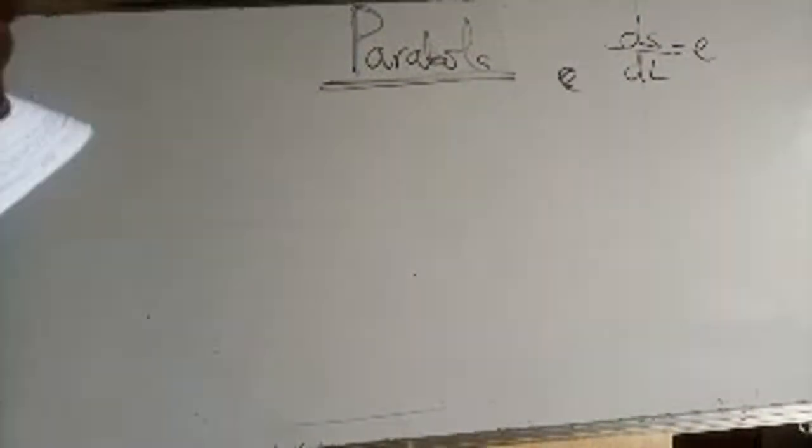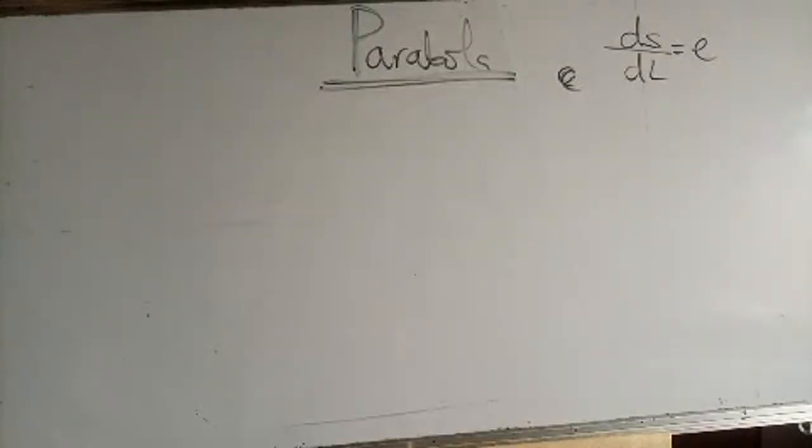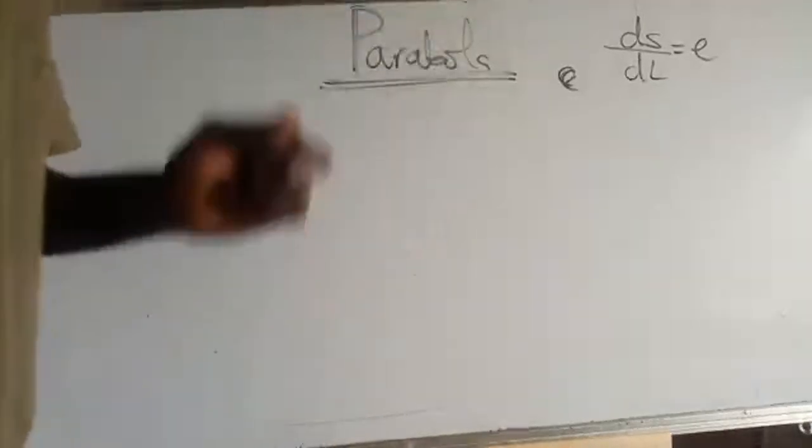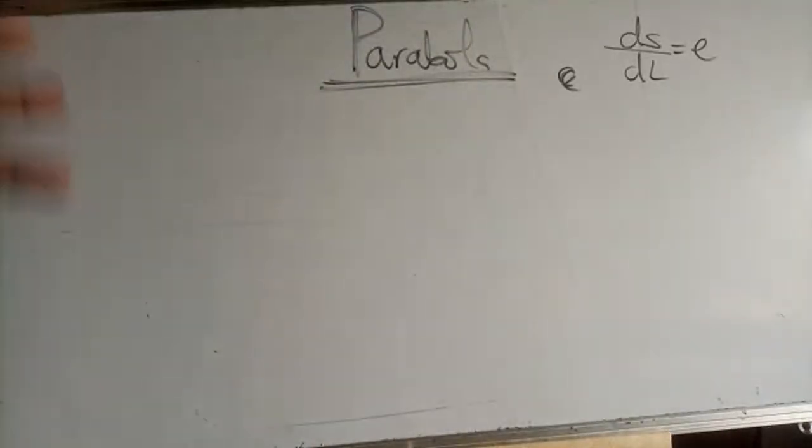So eccentricity determines the nature of the conic section. If the eccentricity of a conic section is 1, that means the conic section is a parabola. If the eccentricity is less than 1, it is an ellipse. If the eccentricity is equal to 0, it is a circle. But if the eccentricity is greater than 1, it is a hyperbola.